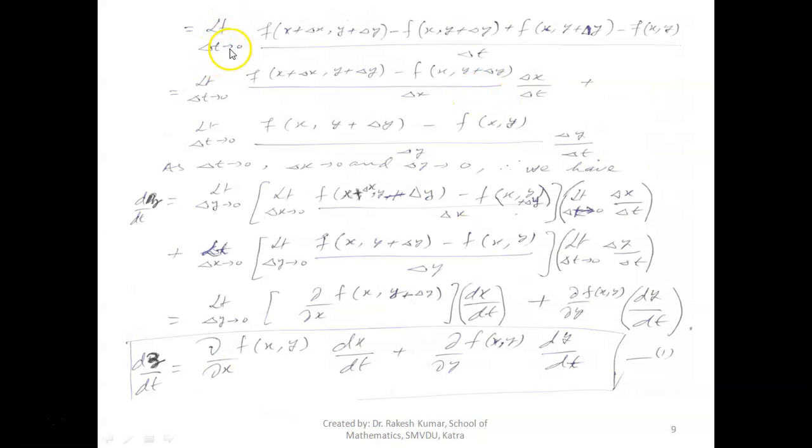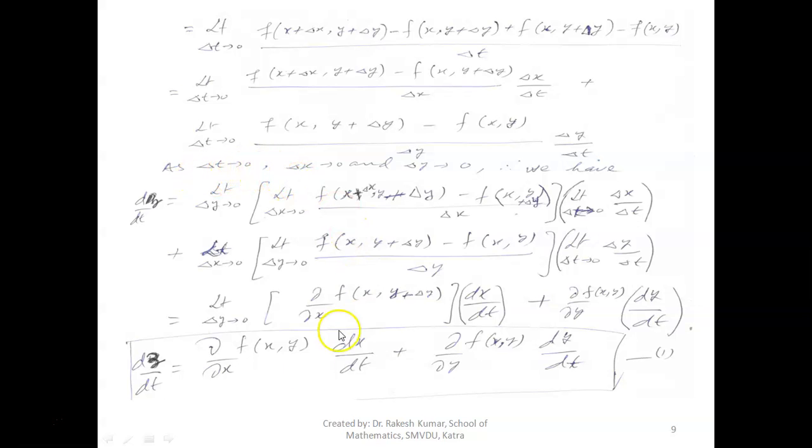Then limit delta t tends to 0. Here again what I am doing, to the right hand side I am just adding this quantity f(x, y plus delta y) and subtracting f(x, y plus delta y), divided by delta t as it is. So after that, in the next step, limit delta t tends to 0, for the first two terms, I just multiply and divide by delta x, and similar thing is done with the second term, multiplying and dividing by delta y.